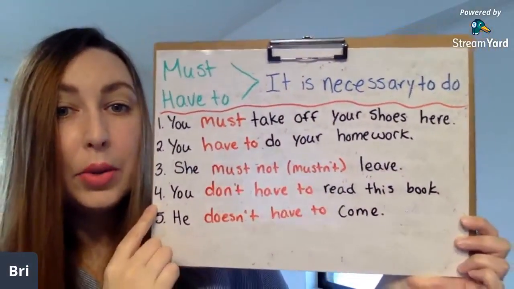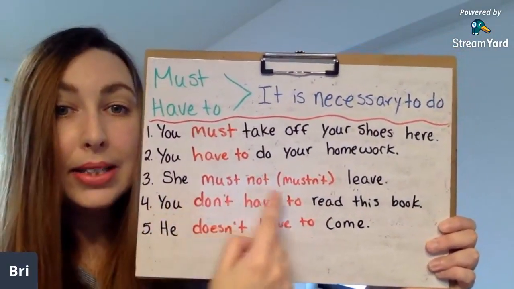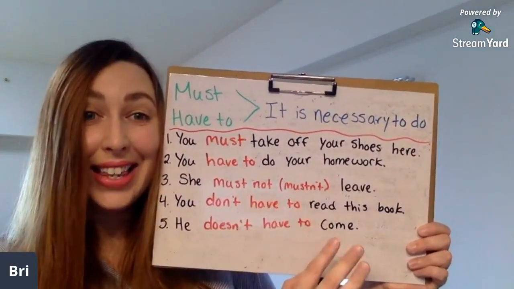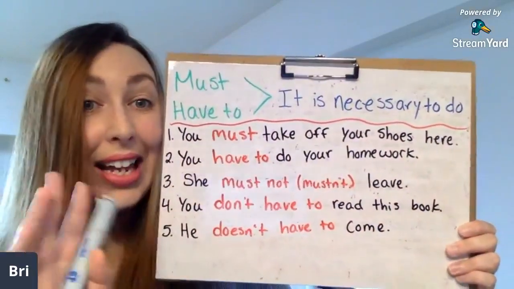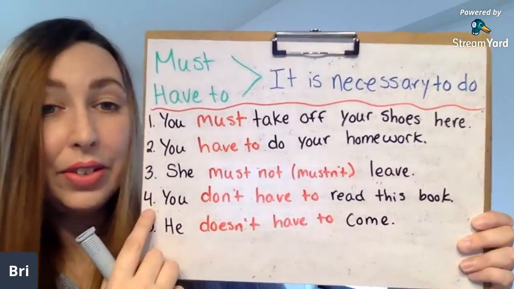Okay. Let's see. Number 4. So notice the difference when we do a negative. So she must not leave. This means she has to stay there. She has to stay. She needs to stay. She cannot leave. She must not leave.